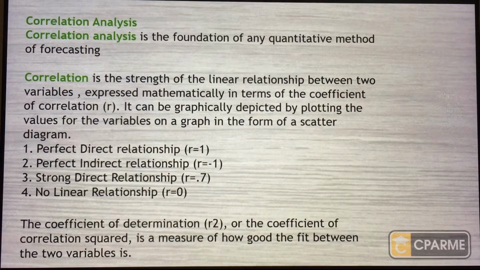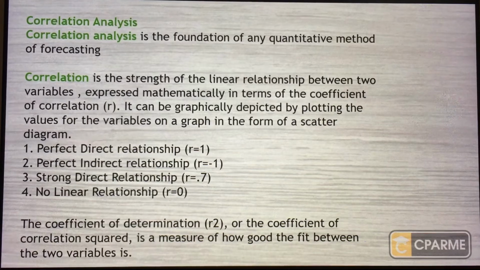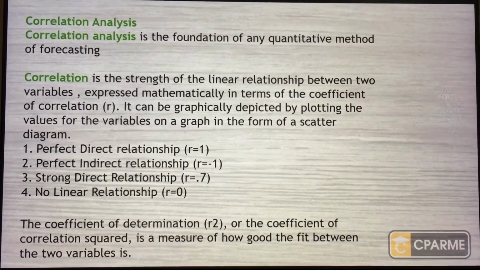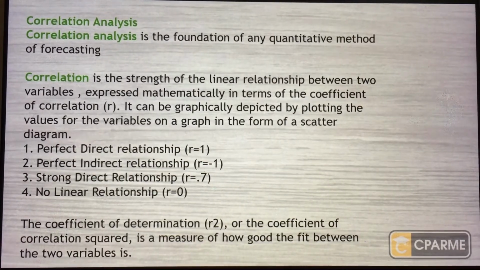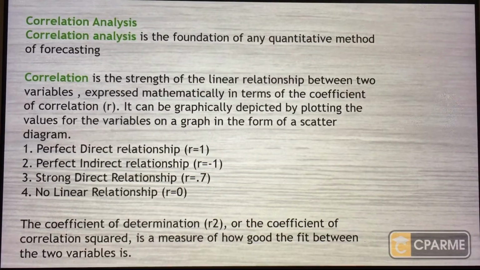And then the coefficient of determination, or the R squared, or the coefficient of correlation squared, is a measure of how good the fit between the two variables is. The coefficient of determination is you just need to multiply the coefficient of correlation by itself. Normally the coefficient of correlation is 0.70, 0.80, 0.90. If you multiply that, it will be converted into a percentage. For example, if the coefficient of correlation is 0.7, then 0.7 times 0.7 is 0.49 or 49%.